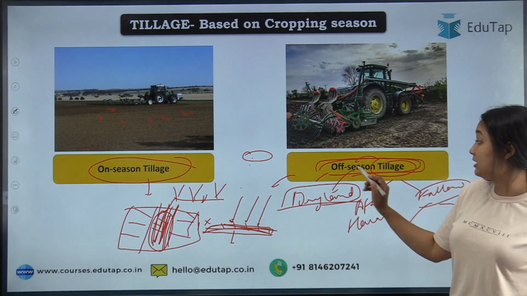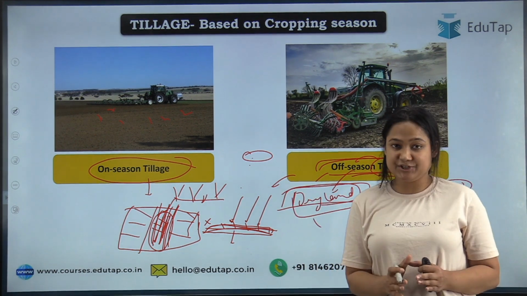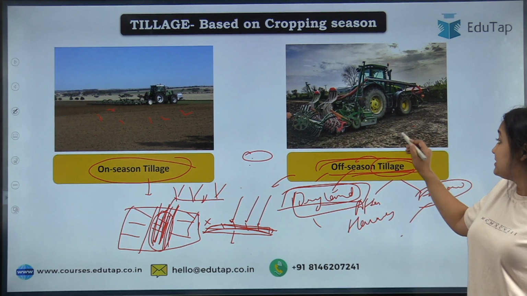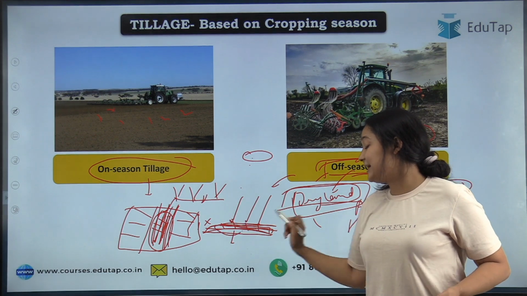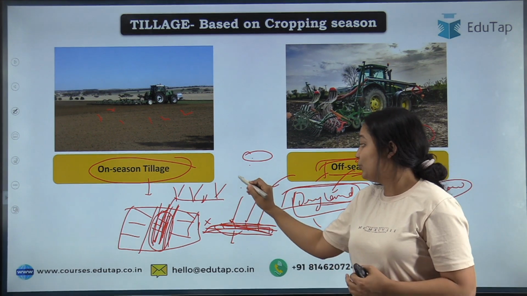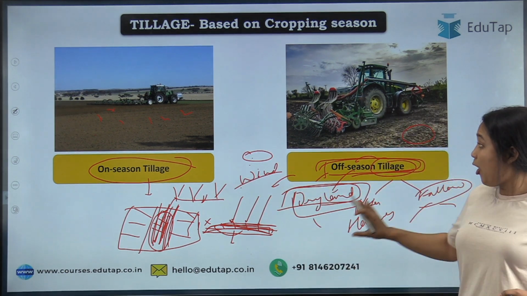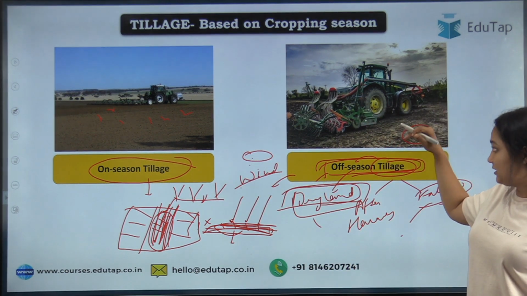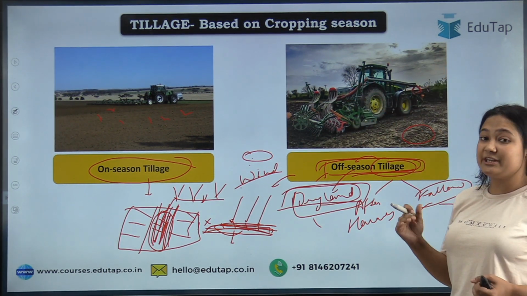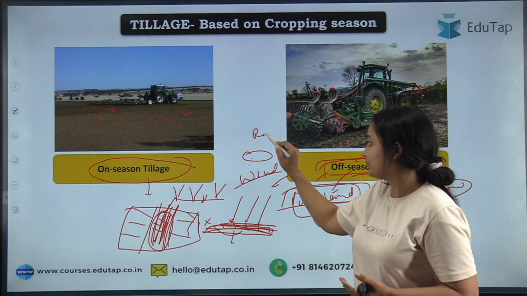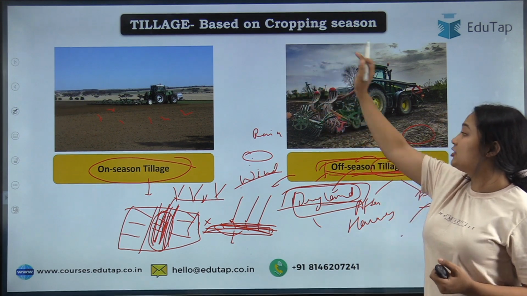Off season tillage is very important for dry land agriculture in this semi-arid condition. Okay, why? It conserves the soil. Also see, in off season tillage, if you are not tilling your land and your land is hard, what will happen? If there is wind, it will also cause erosion on your land. So to prevent all this, also to maintain the moisture, also to make your soil able to absorb the moisture that is coming from the rain, you do off season tillage. So that was all about tillage based on the cropping season.